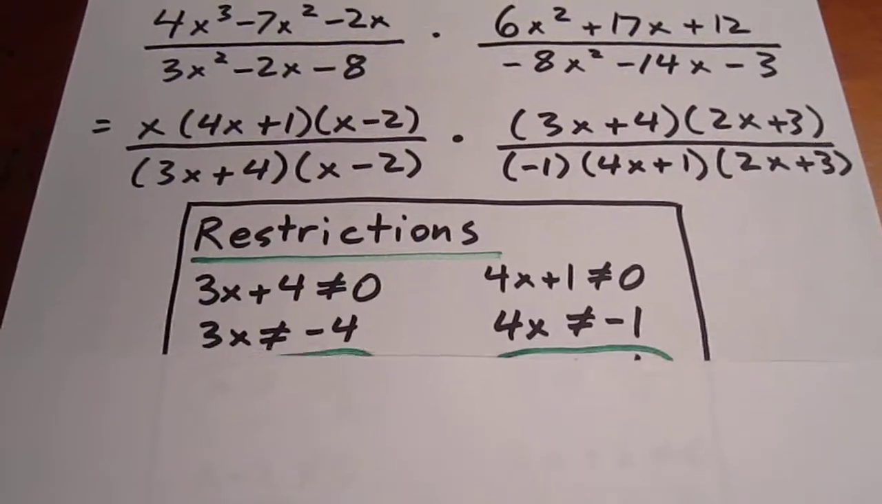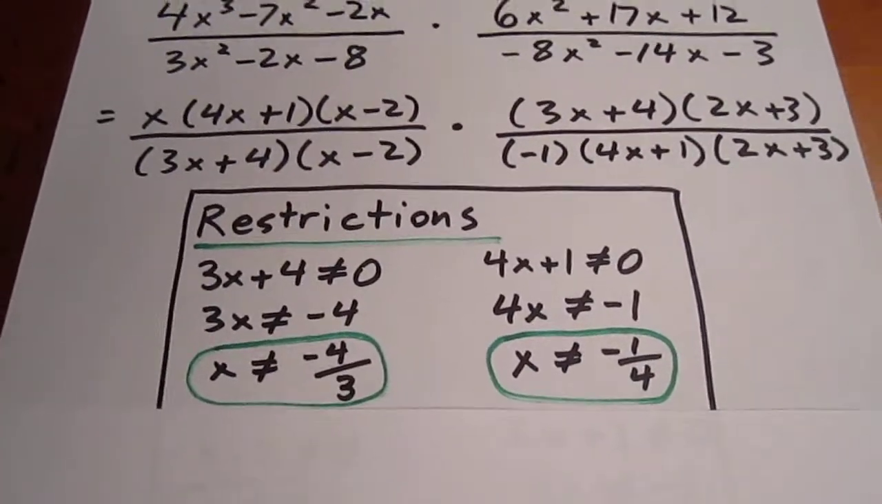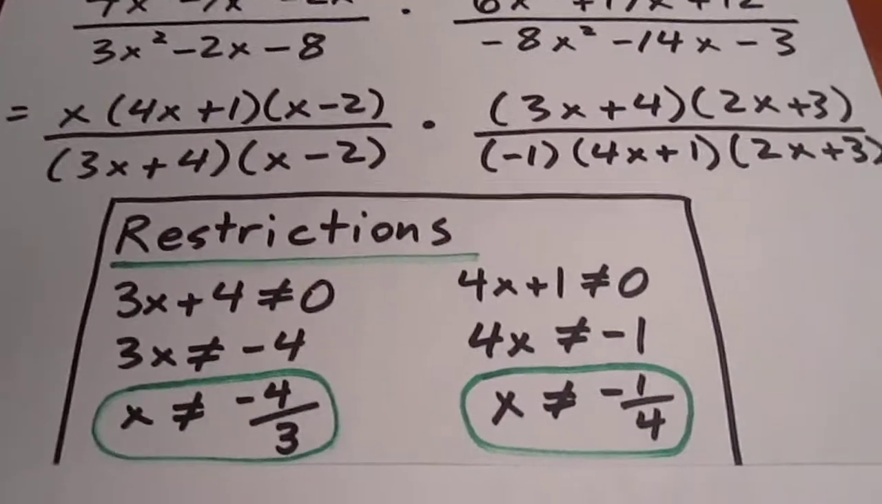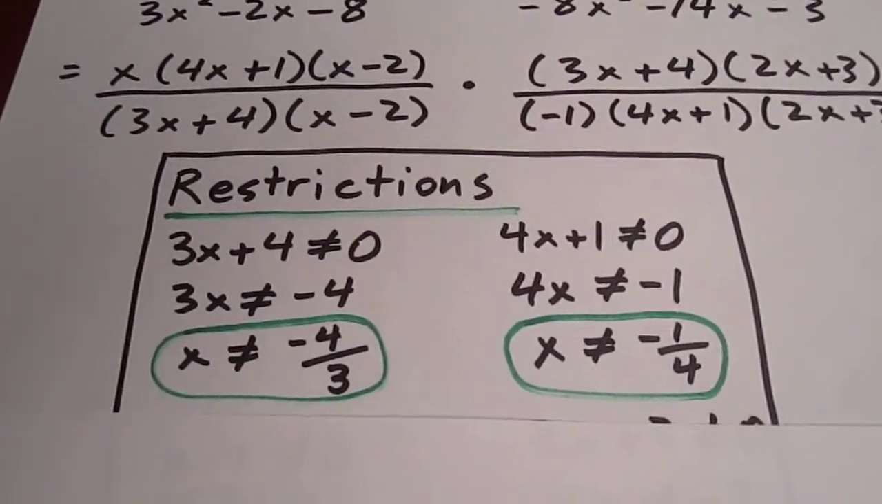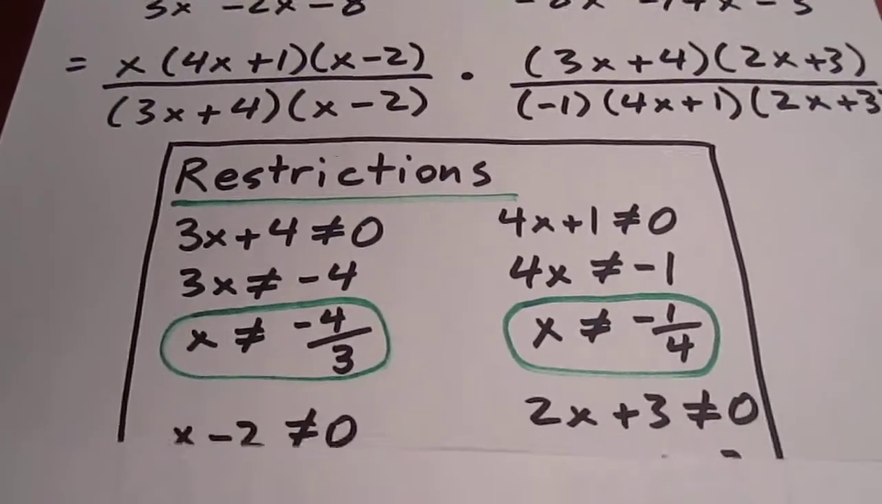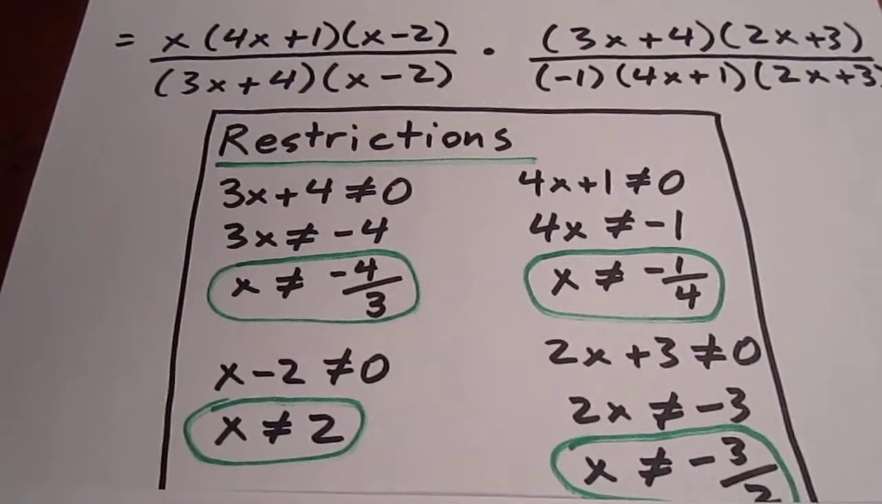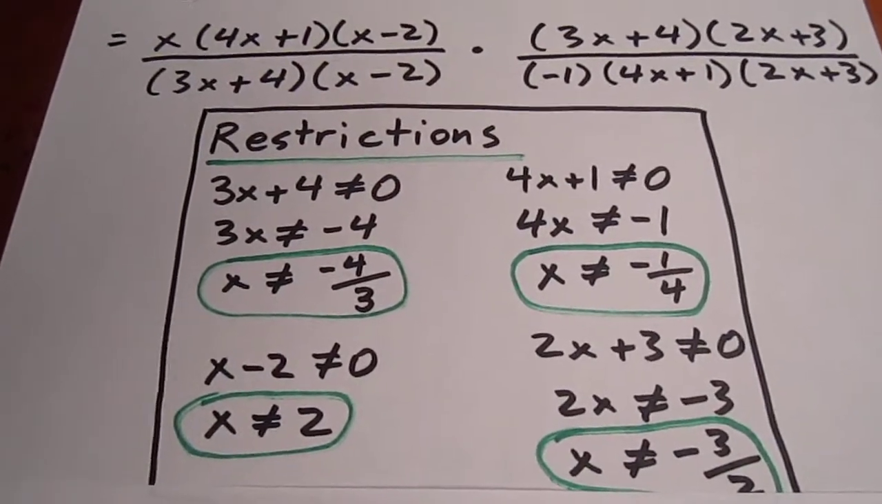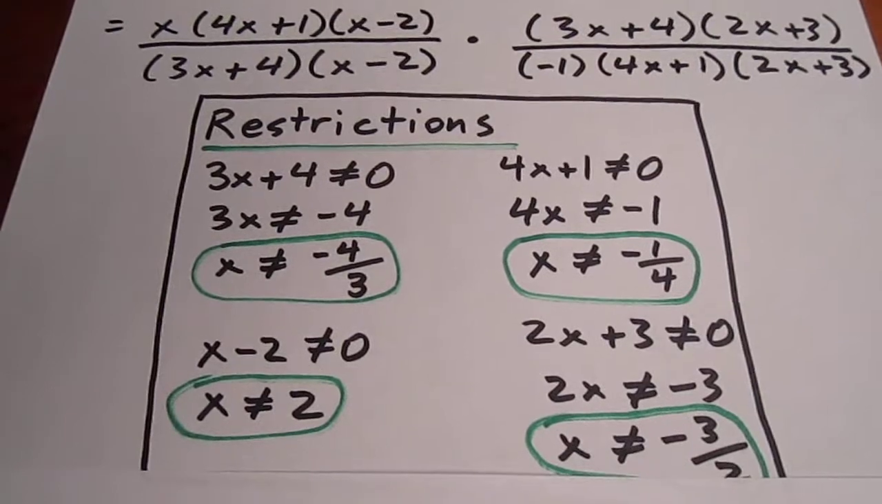So, stating our restrictions, our first restriction is that 3x plus 4 cannot equal 0. Isolating x means x cannot equal negative 4/3. x minus 2 cannot equal 0. Isolating x leads to x not equaling 2.